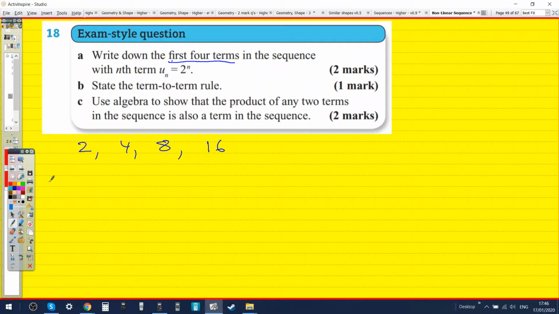And then to show it, you could do 2 times 4 equals 8, which is u3. So this shows the product of any 2 terms in the sequence is also a term in the sequence. That's the same as u1 times u2 is equal to u3. But how do we prove it? We want it in general. What you did here was 2 to the 1 times 2 to the 2 is equal to 2 to the 3. So how would you show it in general?